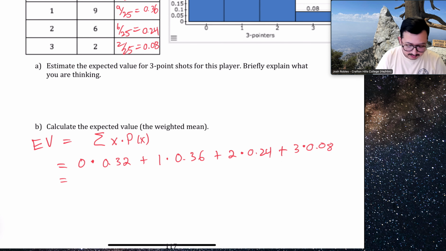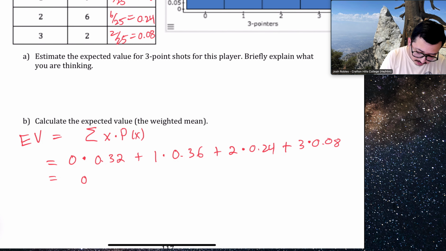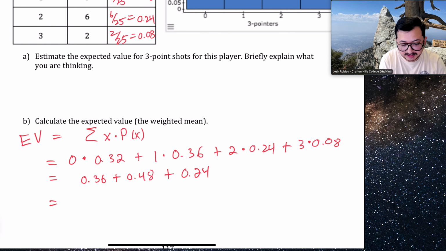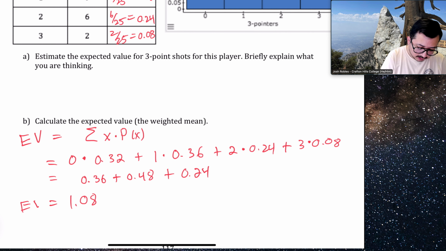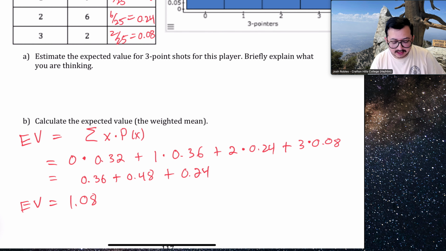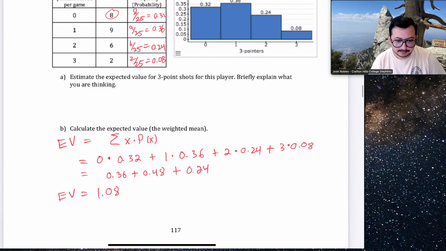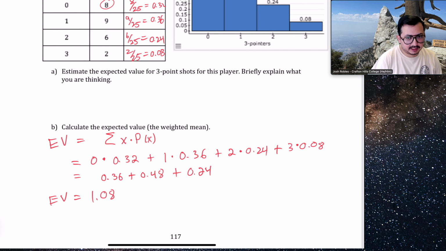We could put this whole thing into a calculator. That one's going to go to 0. You could do this slower, 0.36, 0.48, and 0.24. So we add all of these up, and this is the expected value. It's identical to the idea of average. If your data makes sense, it is exactly the same thing as average. Sometimes for coins and games and stuff, it makes a little more sense to call it something different. So the expected value is 1.08.